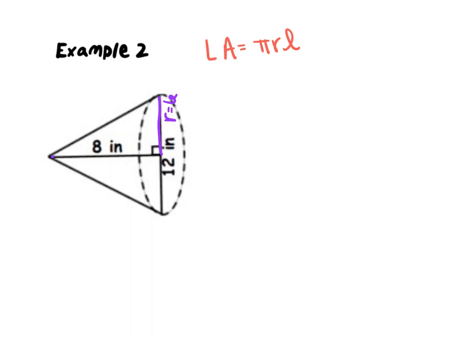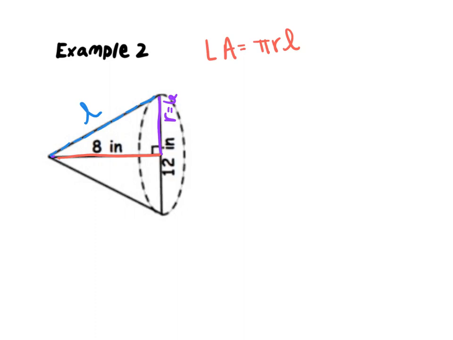Now, the other thing I need to locate is the slant height, or the L of this figure. The L is going to be right here. And again, to find this L, notice we have a right triangle here, where one of the legs is 8, the other leg I just found to be 6, and this is the hypotenuse I'm looking for.